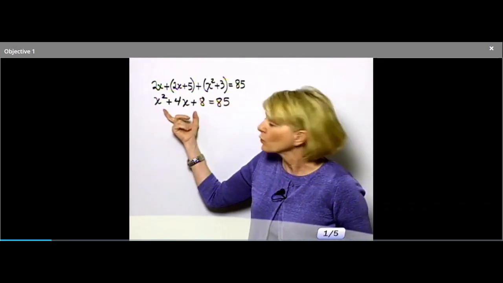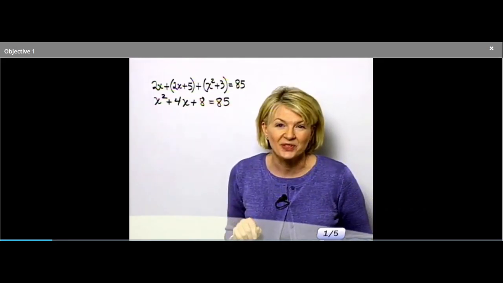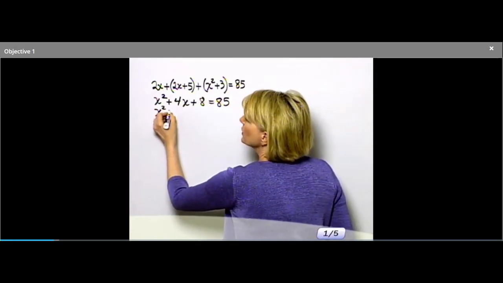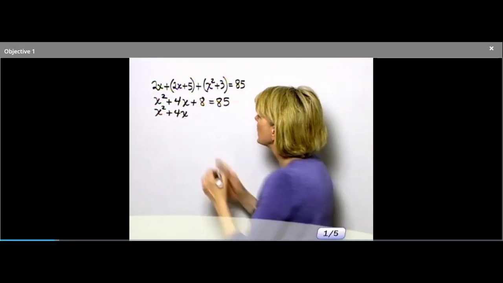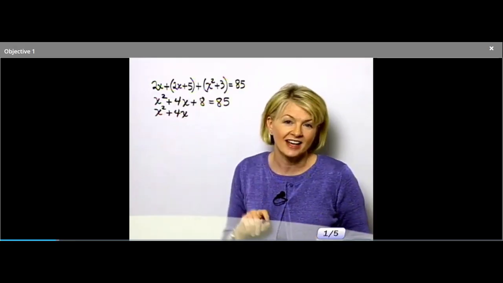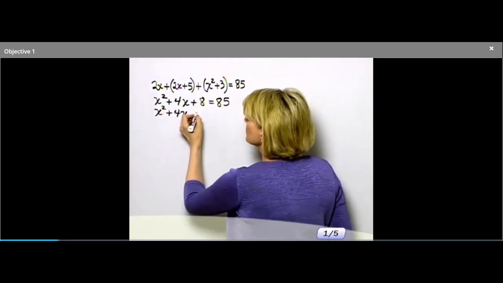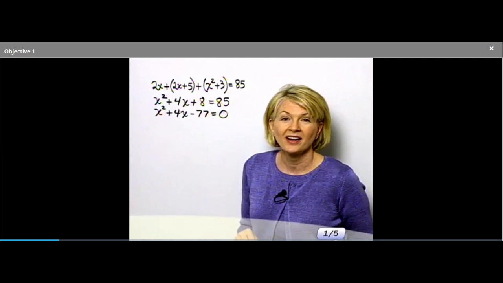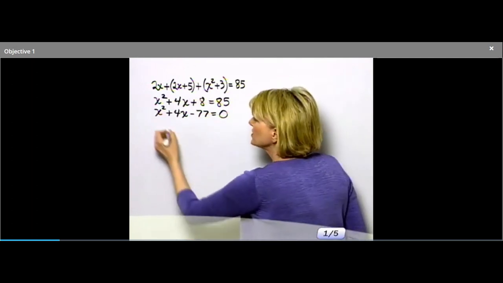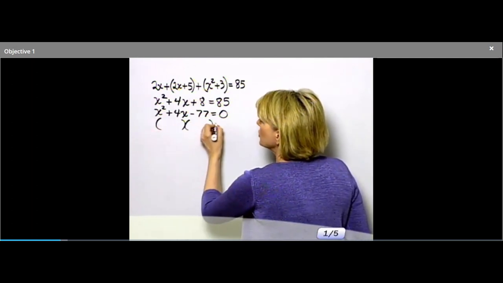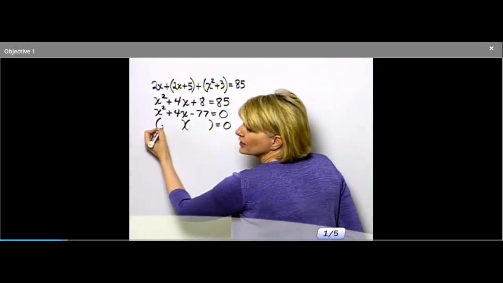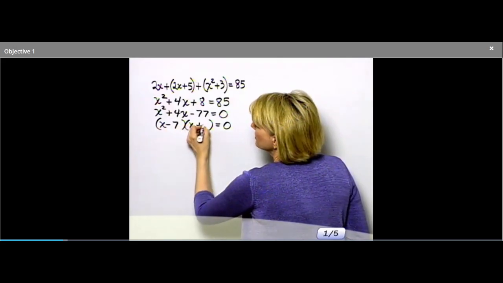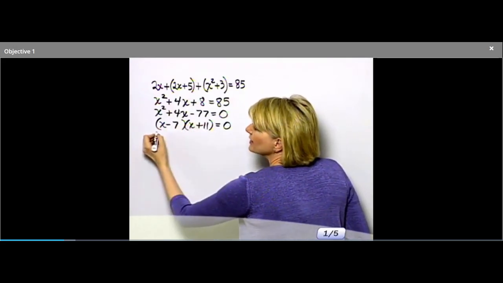I don't have this in standard form yet because I need to set it equal to 0. So we subtract 85 from both sides. We'll have x squared plus 4x, and then 8 minus 85, that's negative 77, is equal to 0. And now we'll solve this quadratic equation. We'll factor this trinomial on the left side. I'll let you check the factoring, but it factors as x minus 7 times x plus 11.